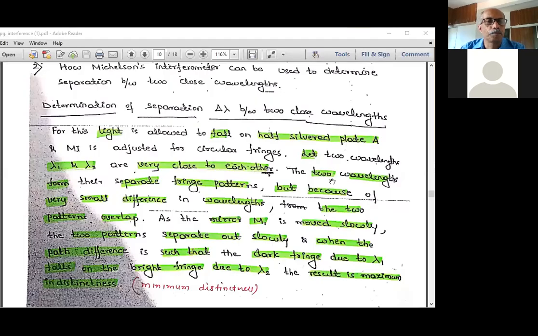Right, now the Michelson interferometric determination of separation, that is delta lambda between two close wavelengths, we were discussing.